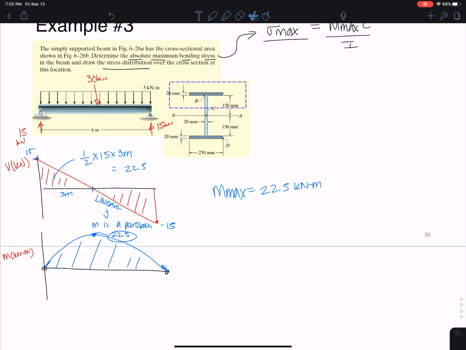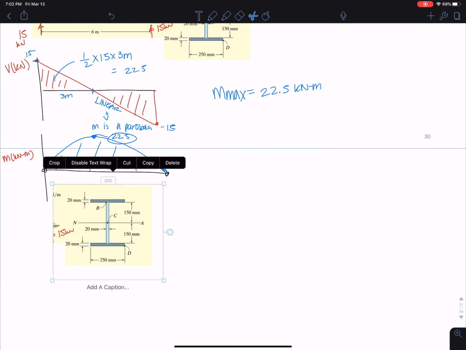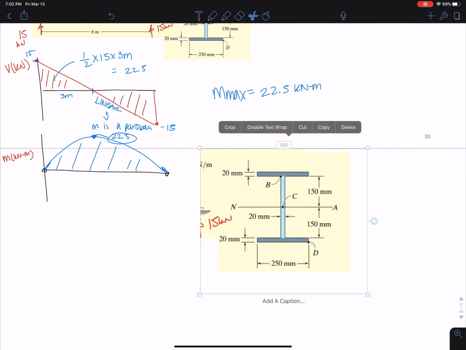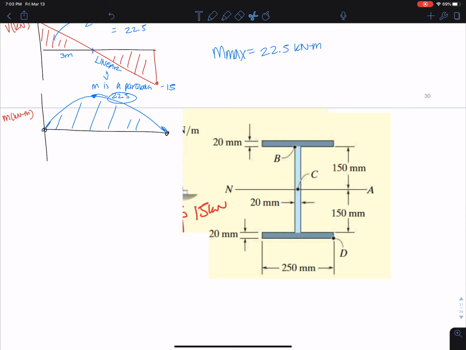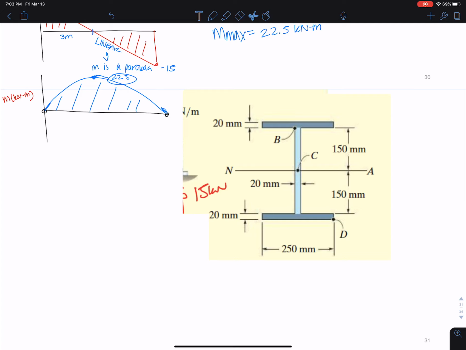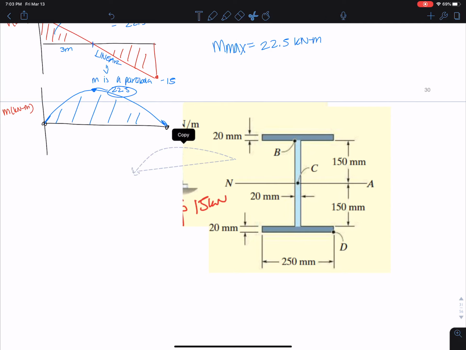So let me copy this. Let's copy this down here and let's make it a little bit bigger. Okay, so the way that this works, we can use a couple of different methods to calculate moment of inertia of these types of shapes. Some things we know: we know that moment of inertia for a rectangular section equals 1 over 12 b h cubed.